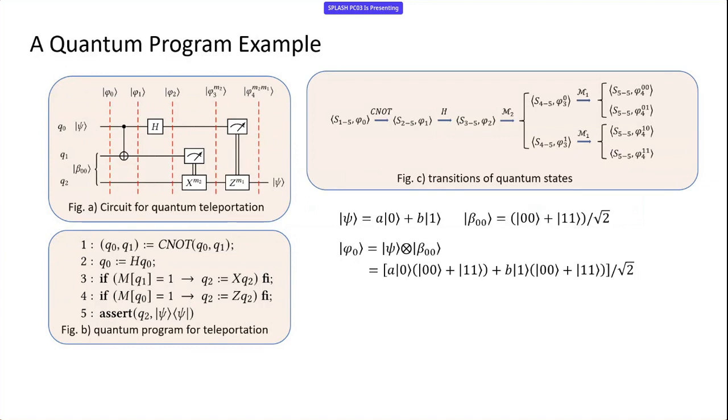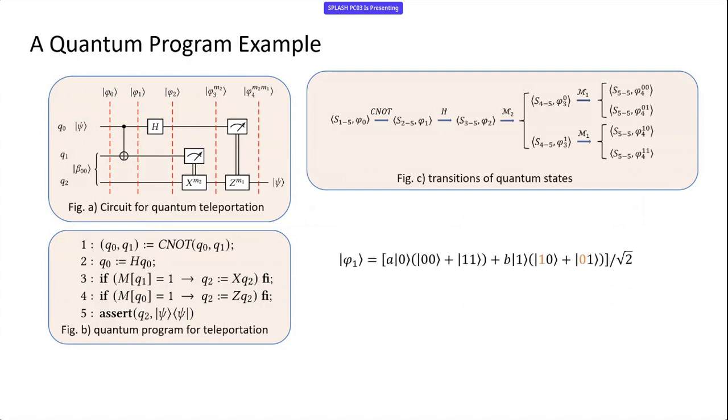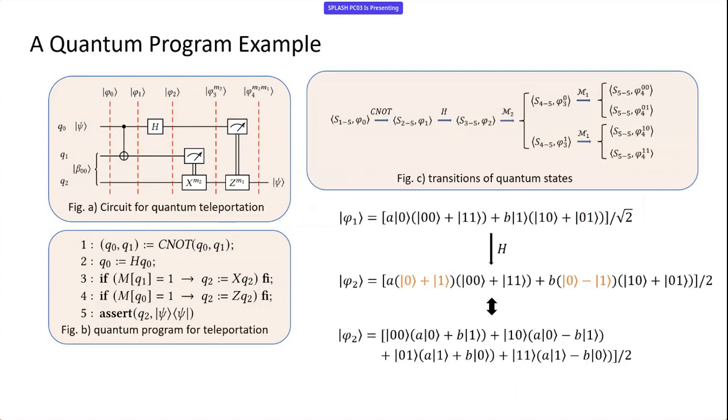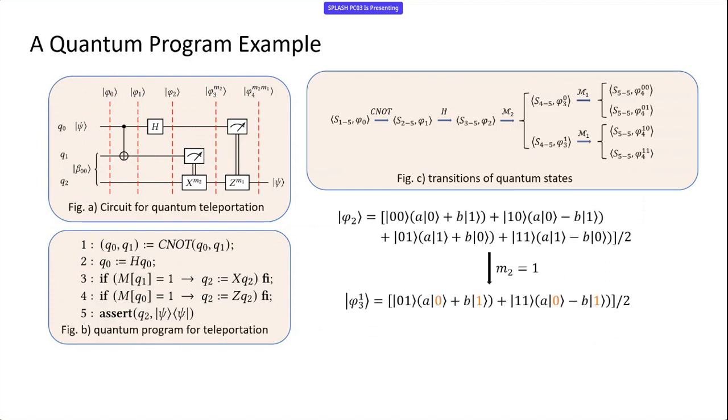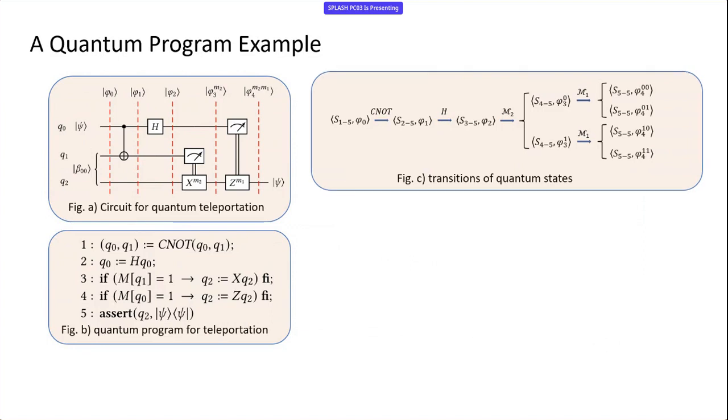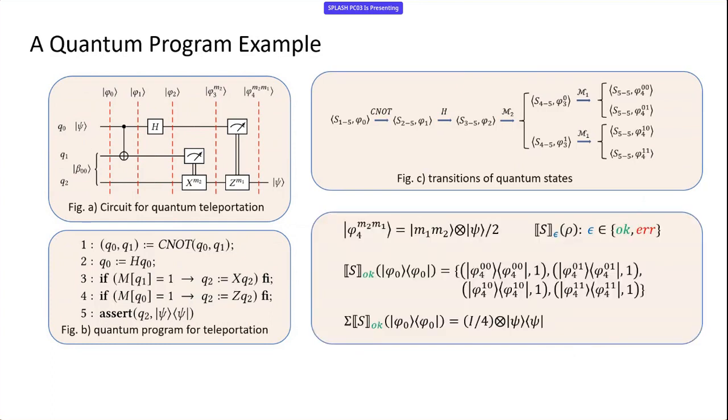So here is the transition of the quantum program. We start from the initial state, psi tensor product with the Bell state, and then we perform a CNOT gate, and then a Hadamard gate, and then we perform 2 quantum measurements. So here, for example, we follow this branch. M1, M2 equals 1, then we perform the logical NOT gate on the third qubit, and then M1 equals 0, so we do nothing in the second measurement. So we can find that for each branch we always have output psi on the third qubit.